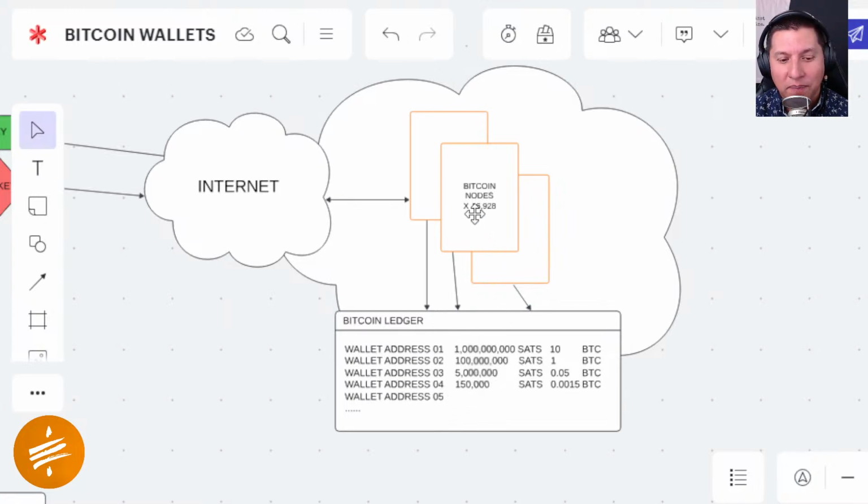And they cross-reference that ledger with each other every 10 minutes, so they can figure out if somebody's cheating, somebody's updating the thing, somebody's trying to mess around with different values.